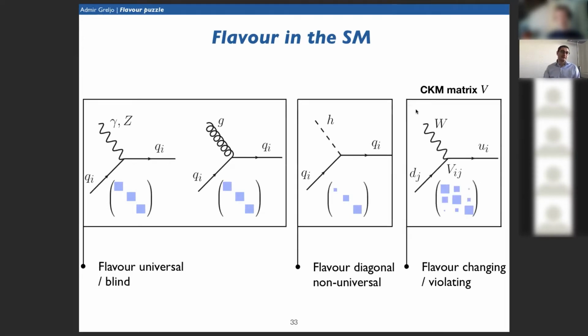And finally, the interaction of the W boson has the CKM matrix, so it can change flavor. This is flavor violating or flavor changing. Here I'm staying in the unitary gauge of the standard model. The only flavor violation in the unitary gauge is in the vertex of the W boson, and it is where the CKM matrix sits.